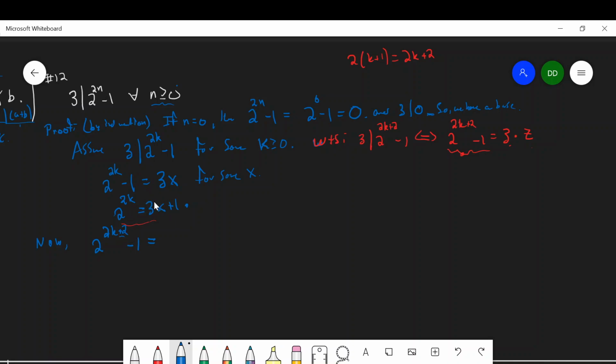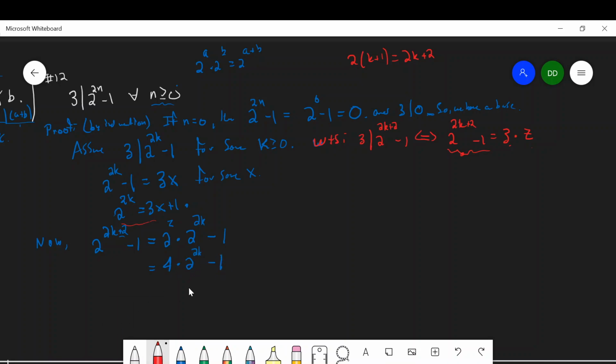That's mucking everything up. But remember that if I have 2 to the a times 2 to the b, that is 2 to the a plus b. So I'm going to factor out that plus 2. So this is the same thing as 2 squared times 2 to the 2k minus 1. 2 squared is 4. So this is 4 times 2 to the 2k minus 1.